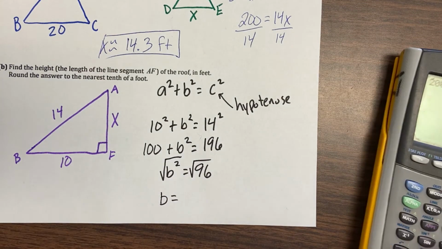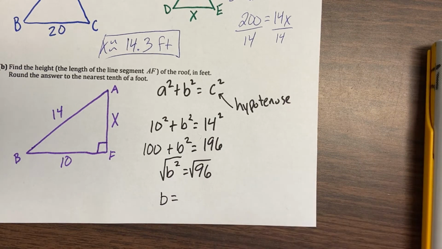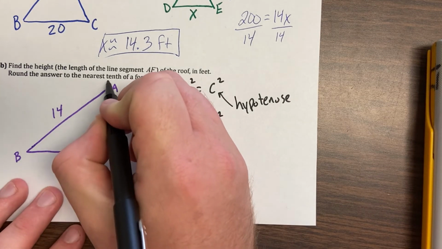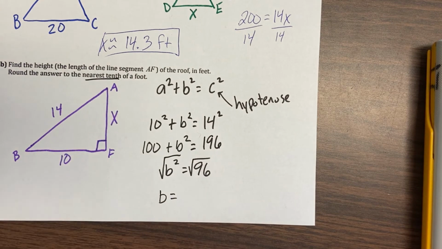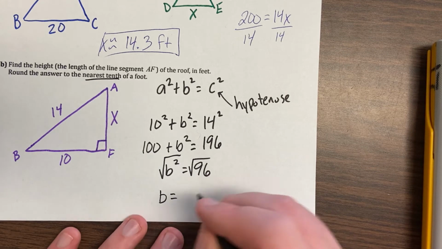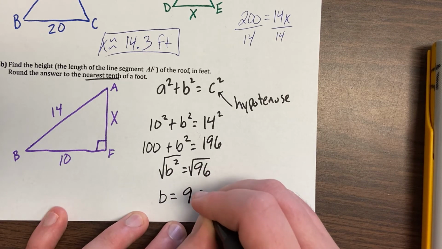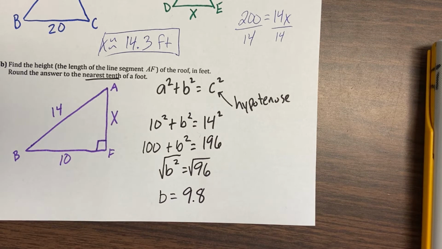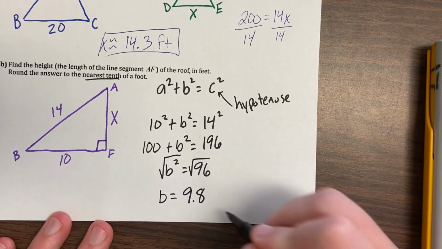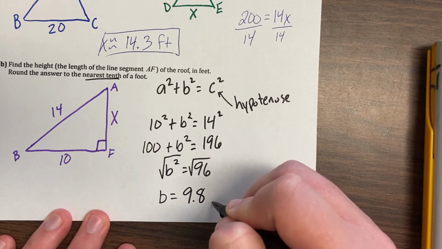And then in our calculator, we're just going to hit the square root of 96, which gives us this repeating decimal, 9.7979, and so on. It only wants our answer to the nearest tenth of a foot, so it wants us to round one spot. So if we have 9.79, that 9 would round the 7 up to an 8. So we can say that side B here has a length of 9.8 tenths of a foot, so feet.